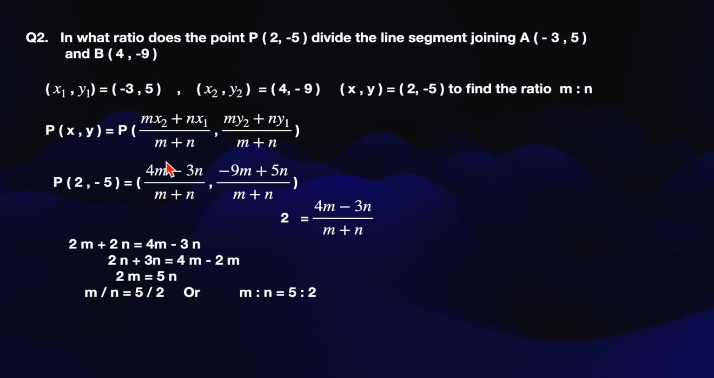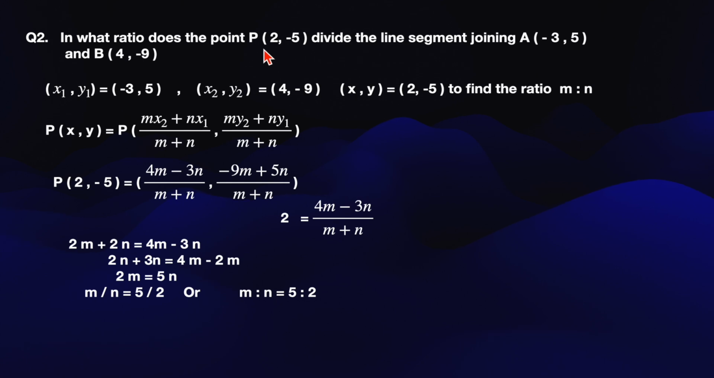Okay, let's go to the second sum. In what ratio does the point P(2, -5) divide the line segment joining A and B? So here they have given us the coordinates of the point P which divides AB, and they have given the coordinates of A also and B also. They are asking us to find the ratio, m is to n.